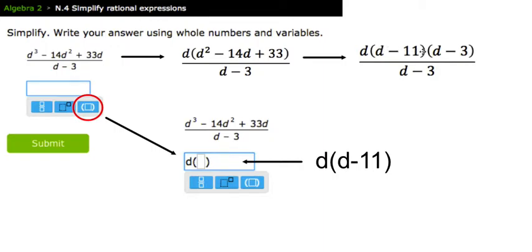You've got two choices here. You can actually distribute that and write that as d squared minus 11d, but I would just like to leave it d parentheses d minus 11. So what I do is I type in d, and then I hit this button with the parentheses, and that is where I insert d minus 11 so that it looks like this.